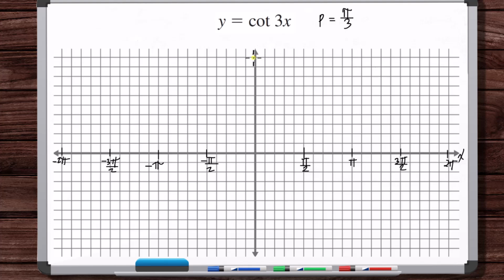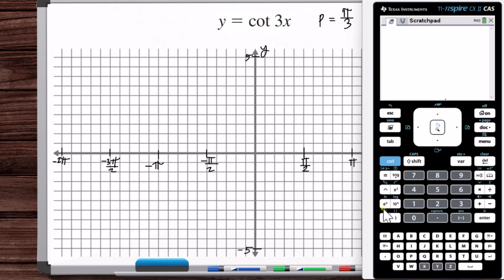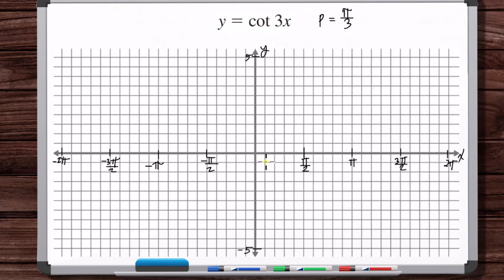Okay, now we should be good again. So now where is pi over 3? Each tick mark is pi over 2 divided by 5, which is pi over 10. So what is pi over 3 divided by pi over 10? 3 1/3. So 3 1/3 tick marks. Okay, 1, 2, 3 1/3. So right there.